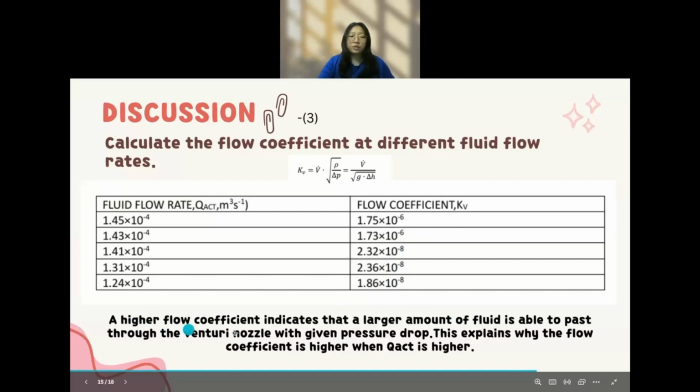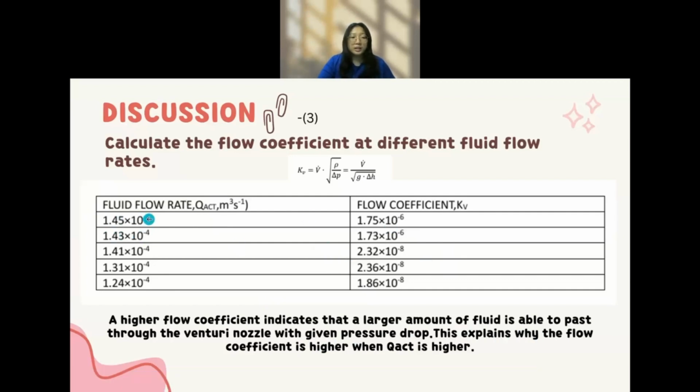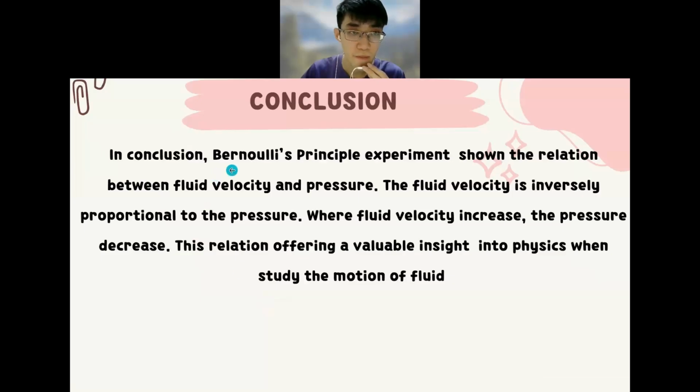A higher flow coefficient indicates that a larger amount of fluid is able to pass through the Venturi nozzle with given pressure drops. This explains why the flow coefficient is higher when the QR is higher. From this table, we can see when the fluid flow rate decreases, the flow coefficient also decreases. In conclusion, the Bernoulli principle experiment shows the relation between fluid velocity and pressure. The fluid velocity is inversely proportional to the pressure: where fluid velocity increases, the pressure decreases. This relation offers valuable insight to physics when studying the motion of fluid.